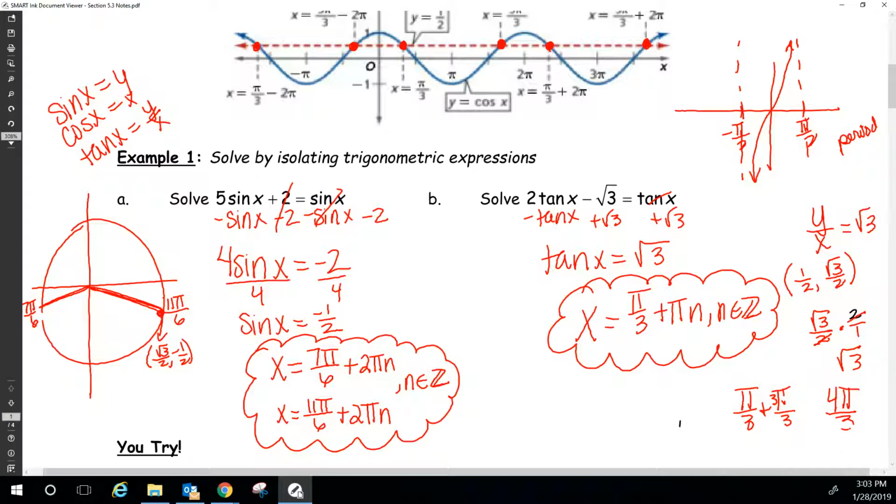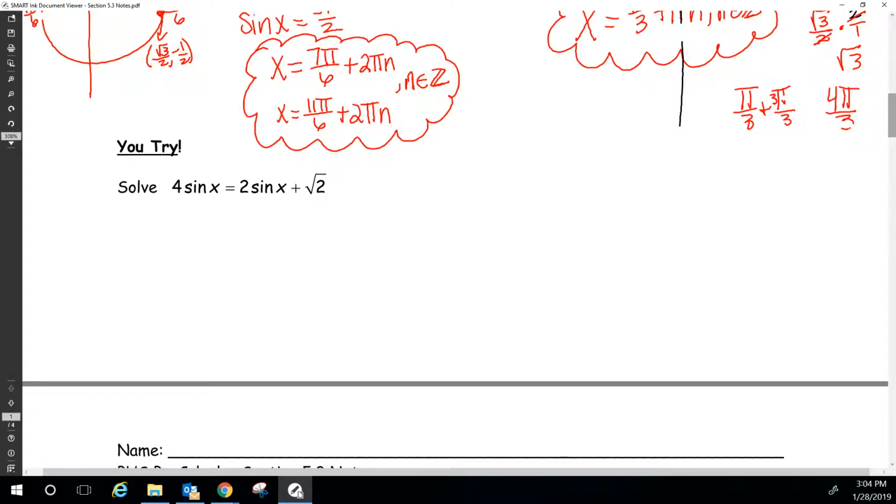All right, on to the u try. So the point being for this basically is if you got sine, secant, cosine, cosecant, you want to add 2 pi n, and you should have 2 different solutions. If you have tangent, you're just adding pi each time, and you're typically going to have 1 solution. All right, look at the u try.